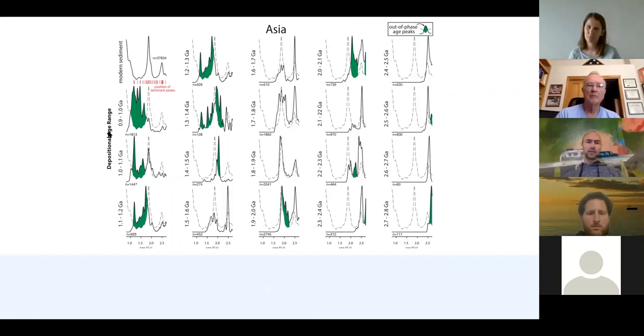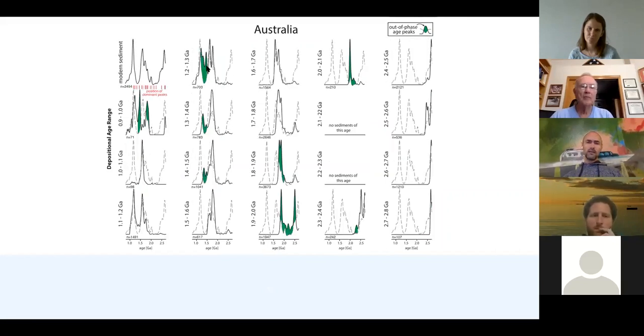And this was quite an interesting one, that rocks deposited between 0.9 and 1.0 GA show some really strong Mesoproterozoic age peaks that we don't see in the modern sediment. And again, this is just modern sediment from Asia. And so this is not the global. And then in Australia, again, modern sediment from Australia, and then various age peaks that are in phase and others that are out of phase.